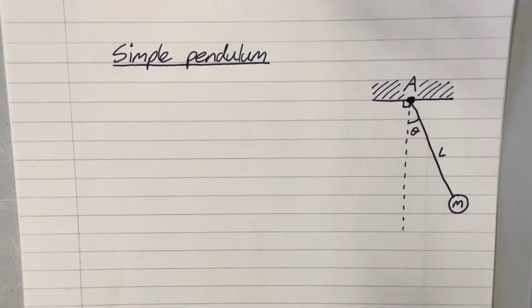Simple harmonic motion can be used to approximate the motion of a simple pendulum. In this video, I'm going to explain the maths behind that and why we can do such a thing. And then I'm going to go through one worked example.